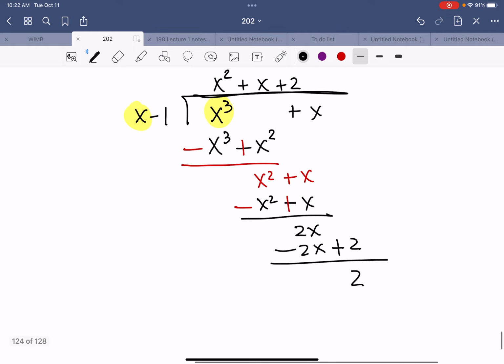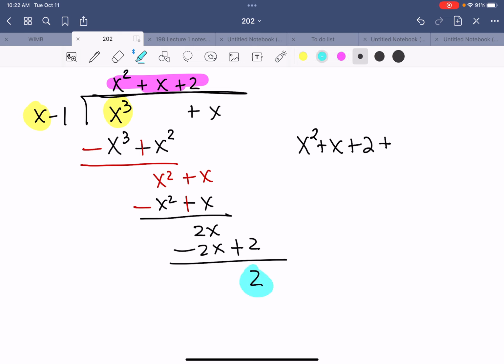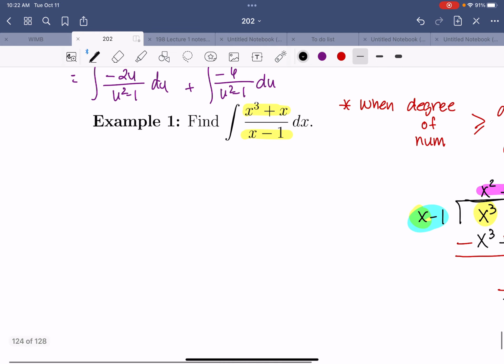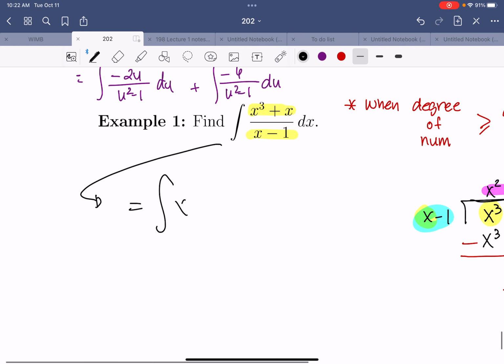So what do I have here? Your answer is always the part that's up top, so x squared plus x plus 2, and then plus this number over your divisor, right? So 2 over x minus 1. So if I bring that over here, then I can say that this integral is equal to the integral of exactly that, x squared plus x plus 2 plus 2 over x minus 1 dx.